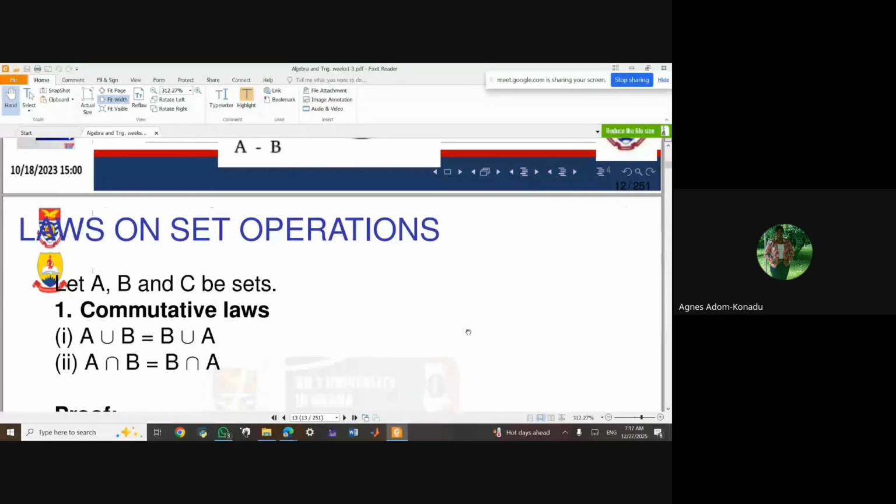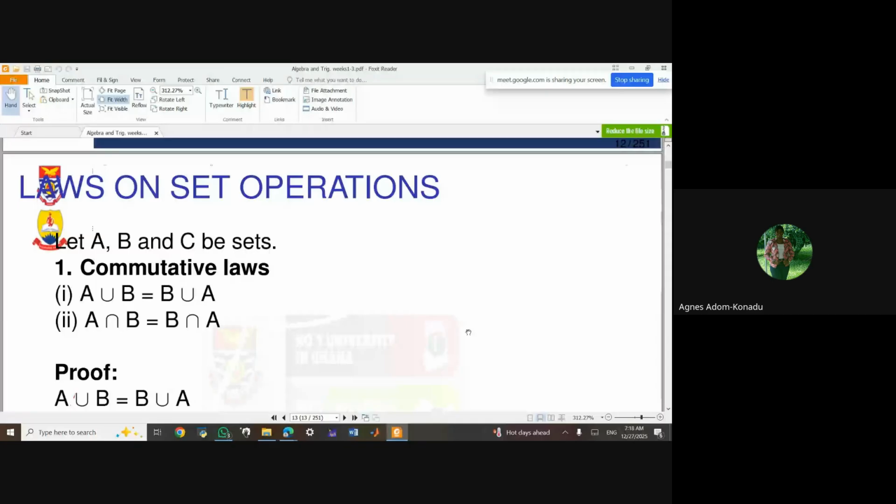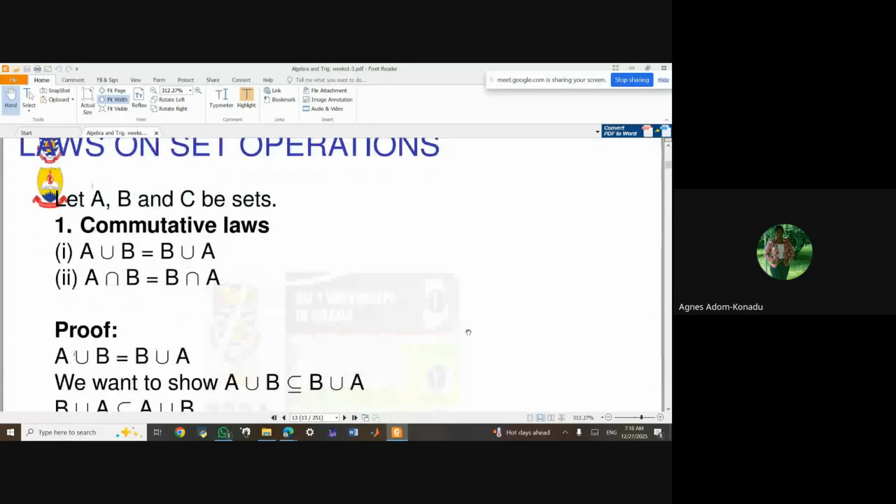So if I have set A and then I have set B, we know what union means. So set A union set B is the same as set B union set A. Then the second one says that set A intersection B is the same as set B intersection set A. And we can have the proof. Okay, so we can prove the first one.